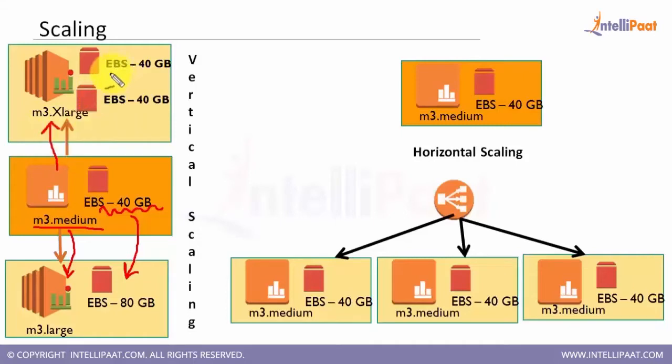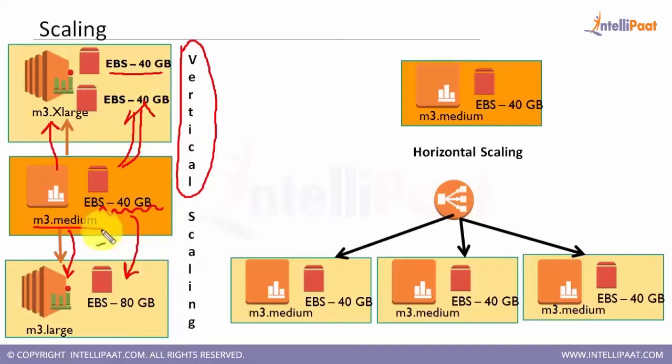If you don't want to remove the original EBS volume, you can attach additional EBS volumes also. You can RAID them and make them one EBS volume. All these cases are cases of vertical scaling. In vertical scaling, you add resources vertically to your current infrastructure. Whether you add memory, compute power, or storage, all of these are vertical scaling.